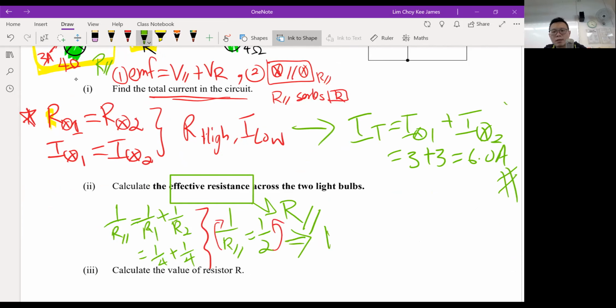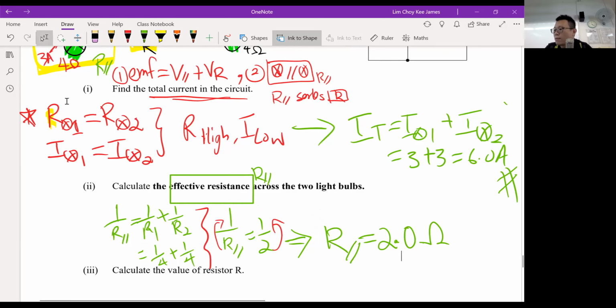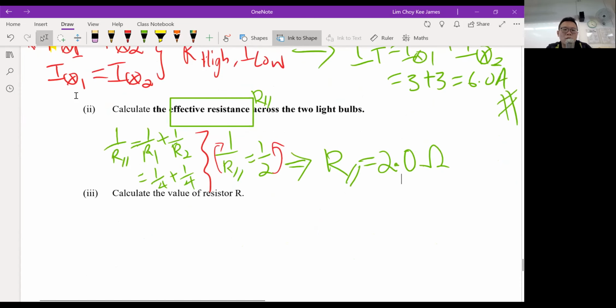Which means R parallel, after you flip, will be 2 ohms. Remember your SI unit, remember your unit, 2 ohms, and the SF, which is 2 or 3 SF. So it will be 2 ohms. Then find the value of resistance R.